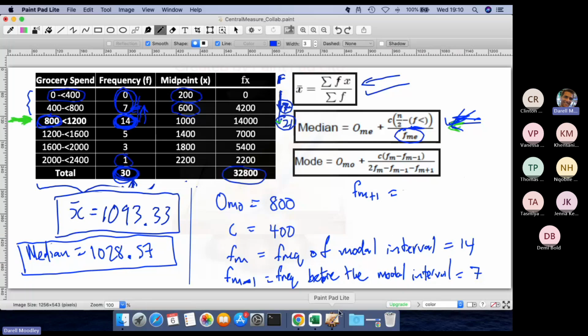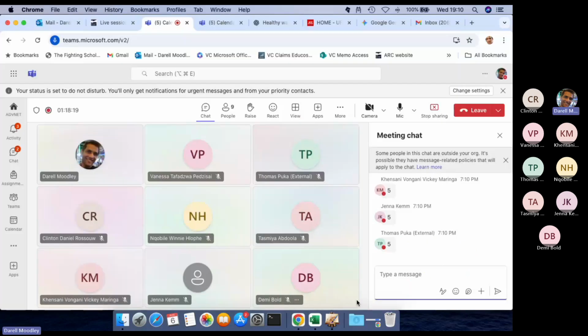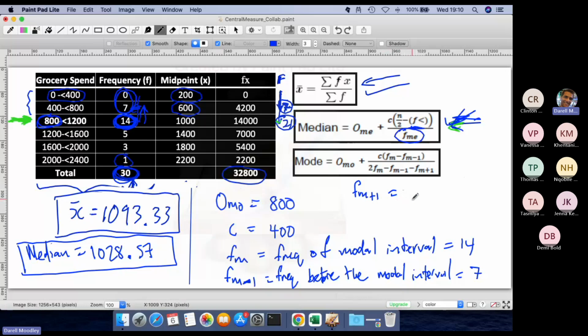Let me check the chat. Very good. Excellent. That's right. It's the frequency after the modal interval, which is 5. That's right. Very good. So now you have everything you need to plug into this formula. If you plug the values into that formula, you'll get a value for your mode. I'll tell you now, the value for your mode is 975. Okay, that's your mode.